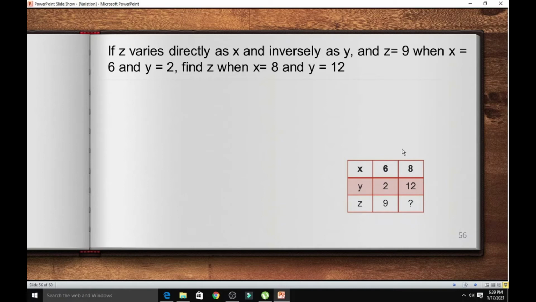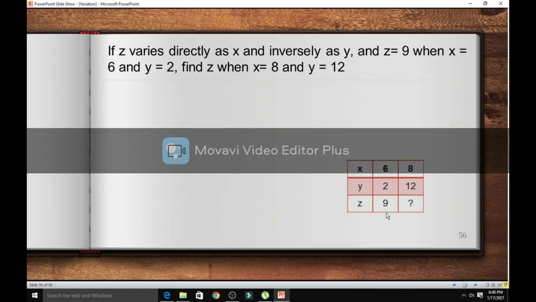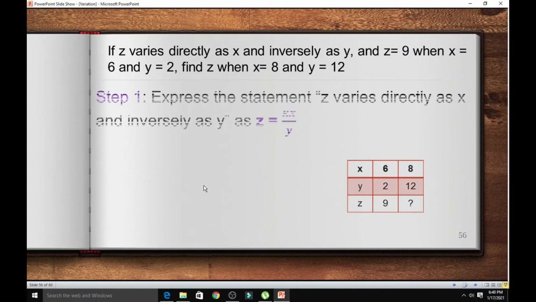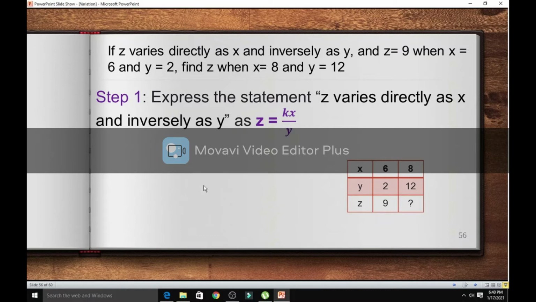Ito siya. So, ang X natin daw ay 6, ang Y natin ay 2, ang Z natin ay 9. Hanapin daw natin si Z kapag naging 8 yung X natin at naging 12 yung ating Y. So, ayan, makikita sa table of values para mas madali yung matandaan kung ano ba yung given sa una at ano yung gagamitin natin sa pangalawa para mahanap yung nawawala. So, step number 1 natin again is express the statement Z varies directly as X and inversely as Y. So, pag ginawa nating equation yon, that is Z is equal to KX over Y.